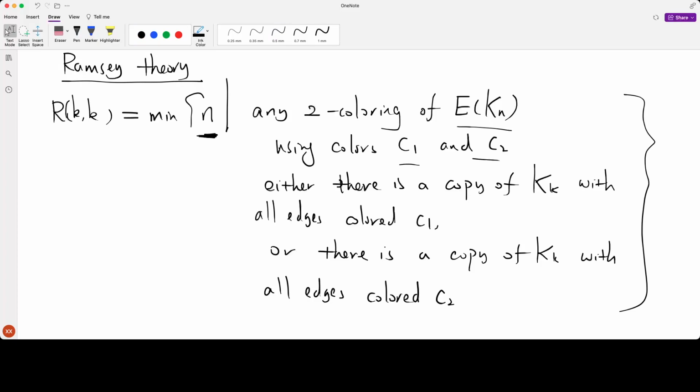So it's a Ramsey number. Some call this the diagonal Ramsey number, because sometimes people also consider two different integers, for example R(3,4). I'm looking for a blue K3 or a red K4. It's not necessary that these two numbers are the same. But here I'm only talking about R(k,k), so I'm looking for a blue K_k or a red K_k. When n is large enough, you can find this.